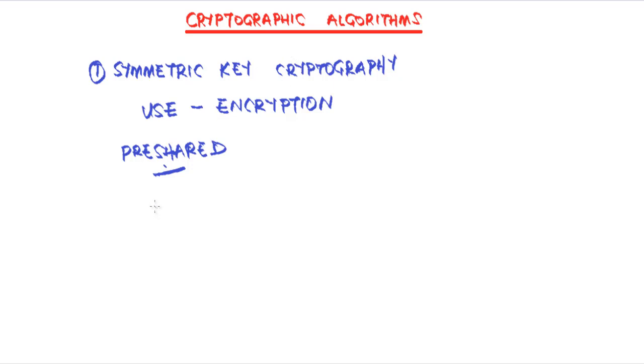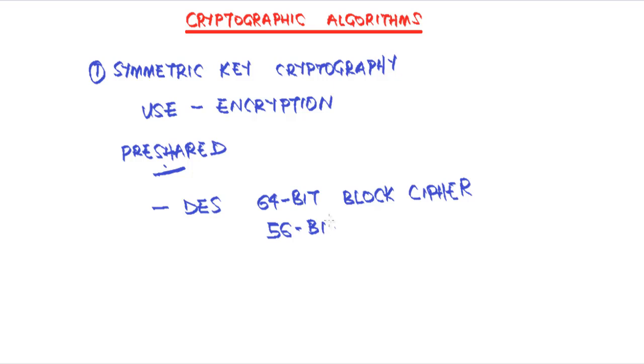Now there are several examples of symmetric key cryptography algorithms, including DES. DES stands for Data Encryption Standard, and it's a 64-bit block cipher that uses a key length of 56 bits. So although it performs its operation on 64 bits of block data, its key length is actually 56 bits.